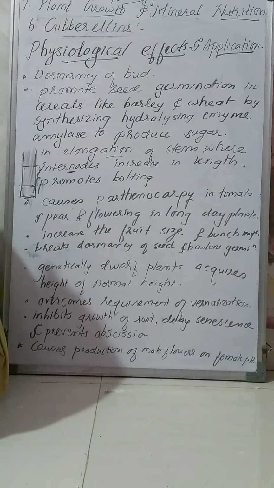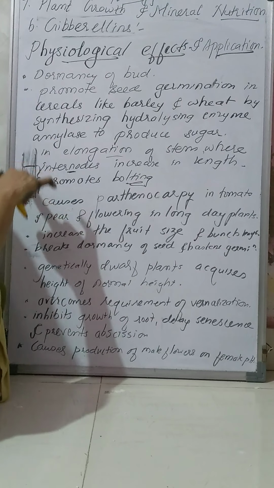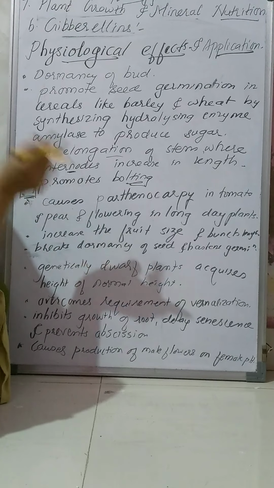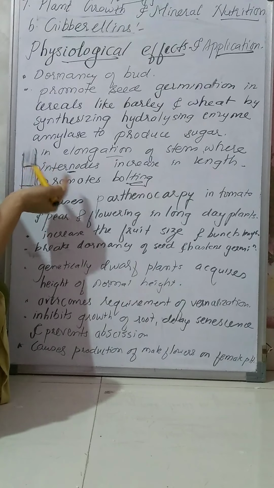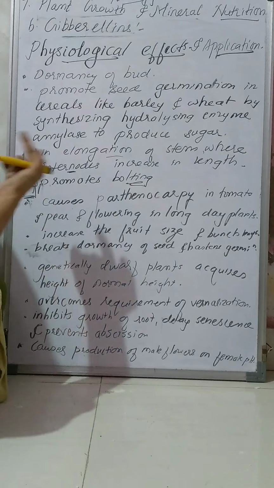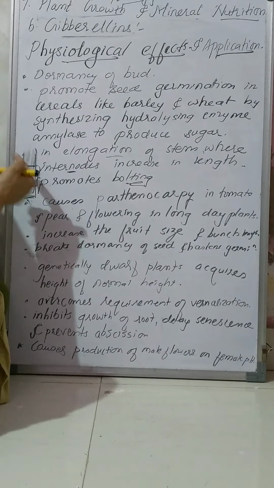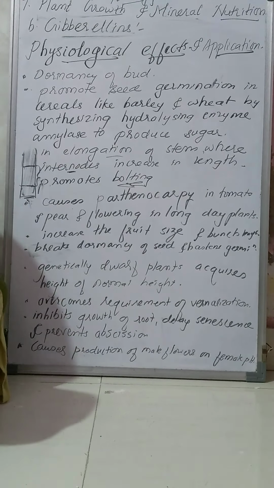Then it also promotes bolting. What is bolting? Bolting is elongation of internode, the elongation of internodes just prior to flowering. Now flowering in which plants? In plants with rosette habit, like cabbage. They have a rosette habit like a rose flower. In that plant, elongation of internode takes place and that is known as bolting. For example, cabbage, and beet is also another example.